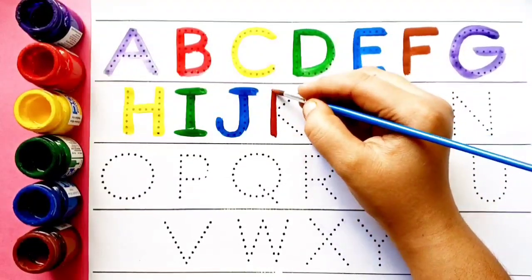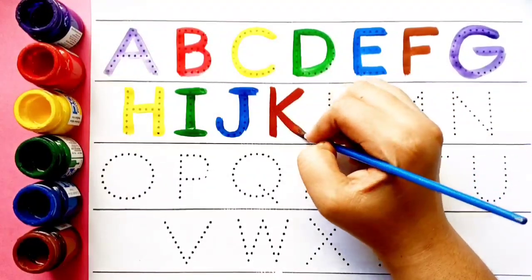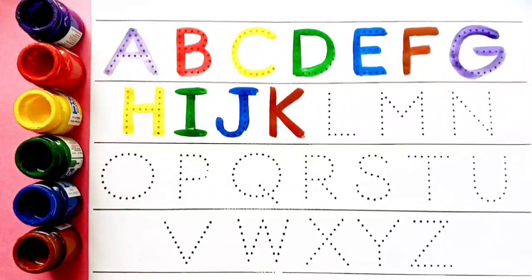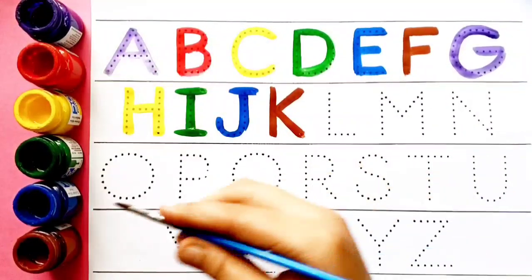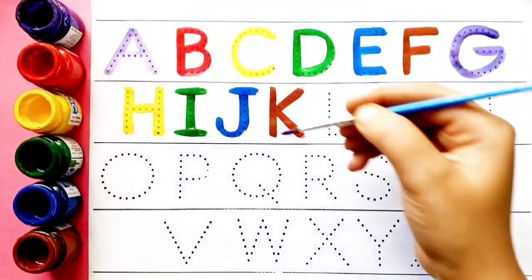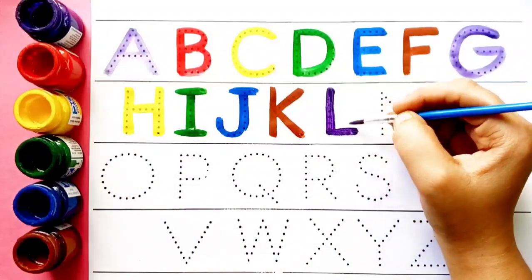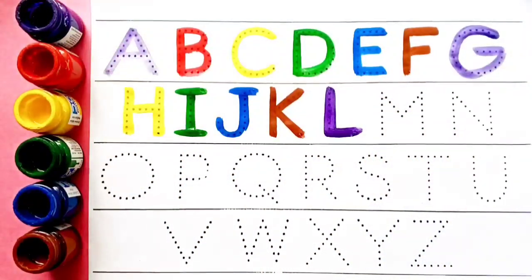Brown color. K. K for kite. Purple color. L. L for lion.